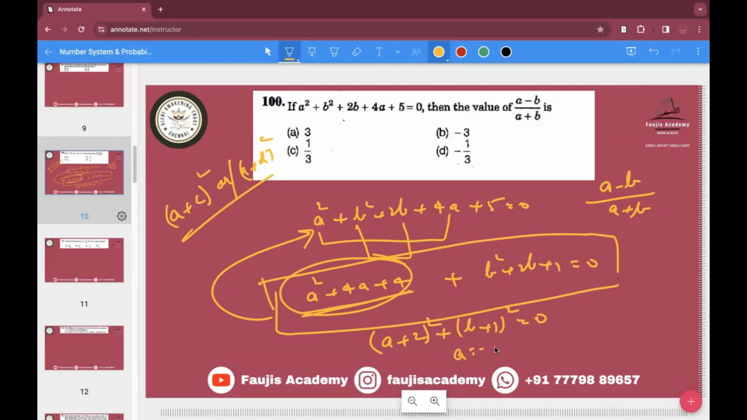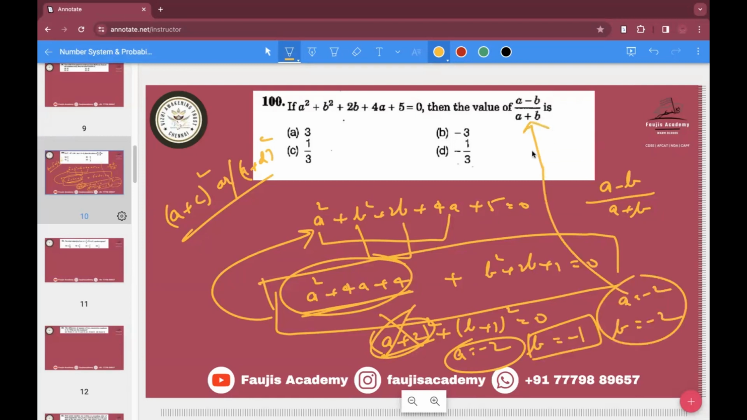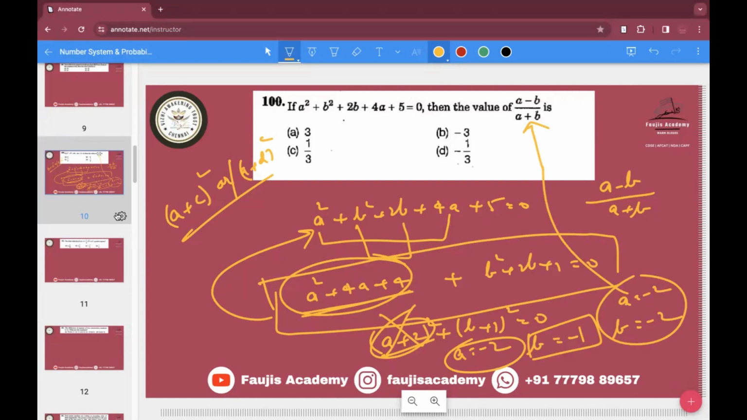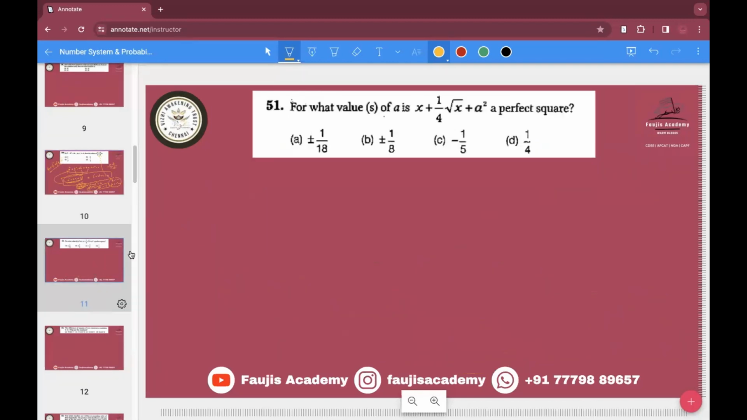If you put a is equal to minus 2, what will be the value of b? Tell me. B will be minus 1. If a is equal to minus 2, b is equal to minus 1. Now put this value over here and tell me what is the answer. Tell the answer fast, guys, fast. Faster, guys. 1 by 3. Yep. What was the answer? You got the approach? Yes, sir. Cool.